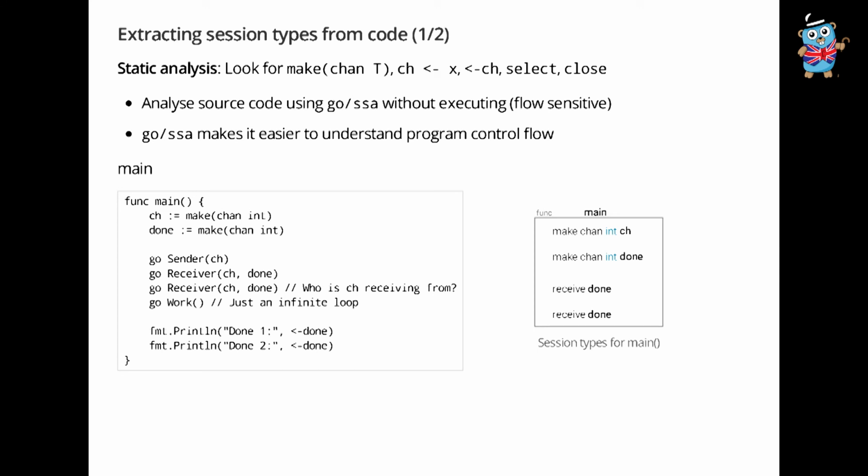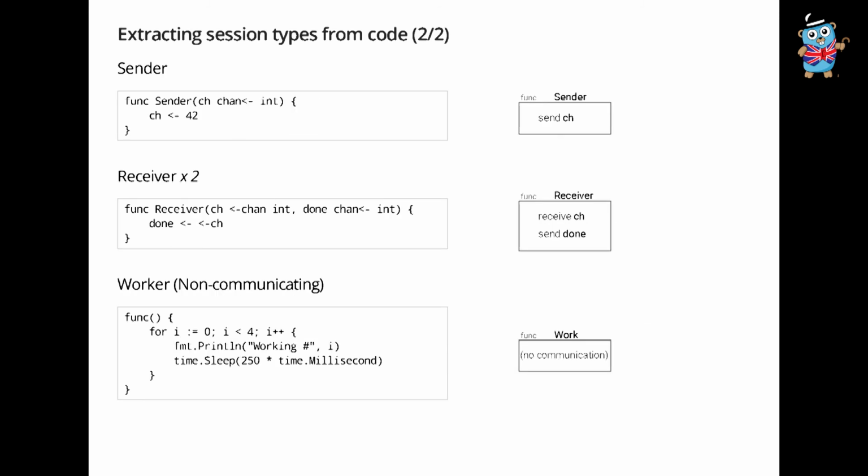And so as an example, on the right-hand side is the type that we extract from the program. So in main, we make 2 channels, and at the end of the function, we receive from the two channels. And then similarly, we do it for all the Go routines that we spawn in the program, like the sender, the receivers, and also the worker. So notice that the worker doesn't do any communication. So when we try to extract the communication types, it's actually just empty.